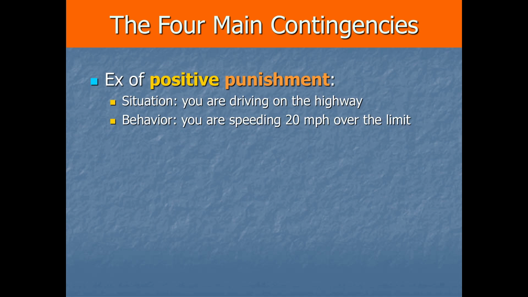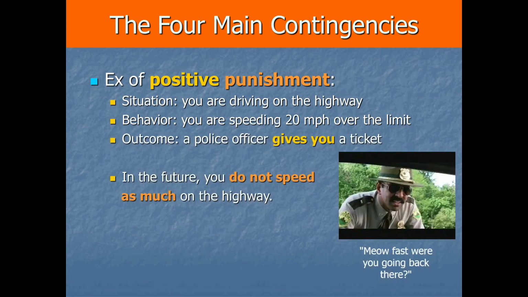So the situation or the context, you're driving out on the highway. That's sort of our SD, our discriminative stimulus, right? The behavior would be maybe you're speeding 20 miles per hour over the limit. What is the result? What's the contingency here? When you do that behavior, something happens. Maybe the outcome, the result of your behavior is that a police officer gives you a ticket. They add something crappy to your life.